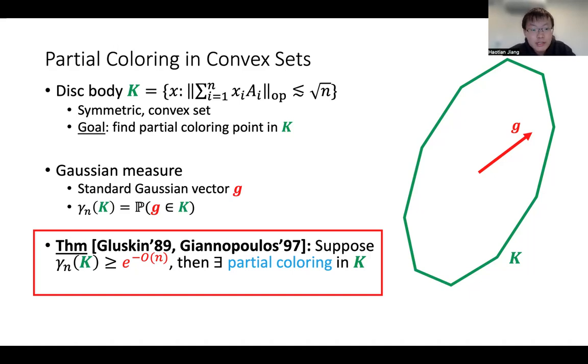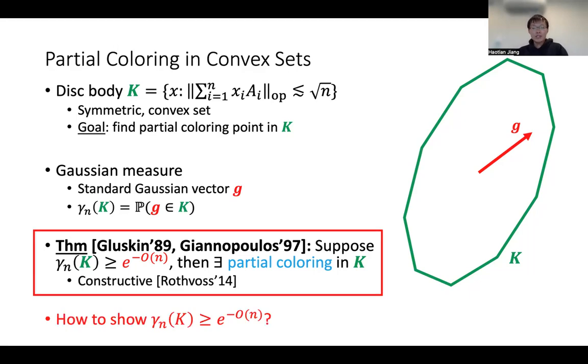In a seminal result, Gluskin in 1989 and Giannopoulos in 1997 proved that as long as the Gaussian measure of K is at least e to the negative constant times n, for some small enough constant, then there exists a partial coloring inside K. And this can be made constructive. You can algorithmically find this partial coloring in K due to work by Rothvoss. So the main question now reduces to how we actually prove that the Gaussian measure of K is at least e to the negative constant times n.